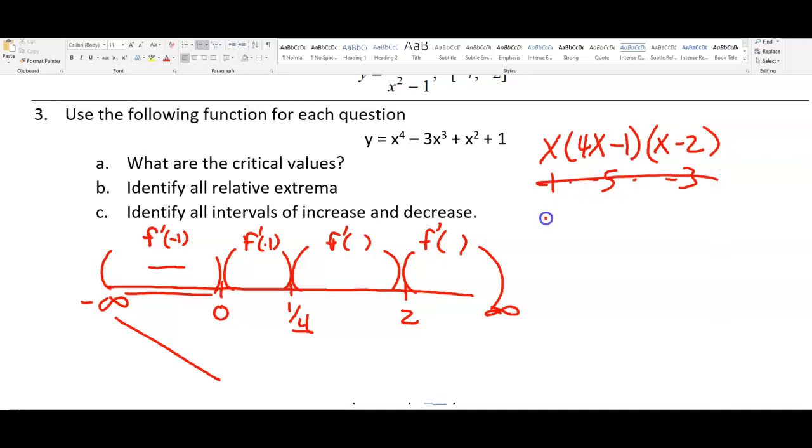If I plug in 0.1, I'm going to get 0.1 there. If I plug in 0.1 here, that's going to be 0.4 take away 1, which is going to be -0.6. And if I plug in 0.1 here, I'm going to get -1.9 maybe. Anyway, the numbers don't matter. What matters is that we have two negatives that make a positive. Okay, so that means that on the interval from 0 to 1/4, it's increasing.